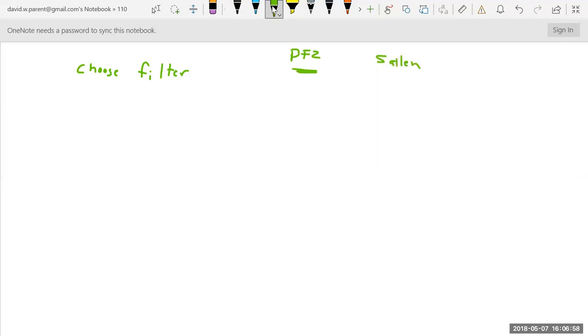Do not use Sallen-Key. That's just a bad filter topology for this. I don't want to get into it, but man, I got bit.